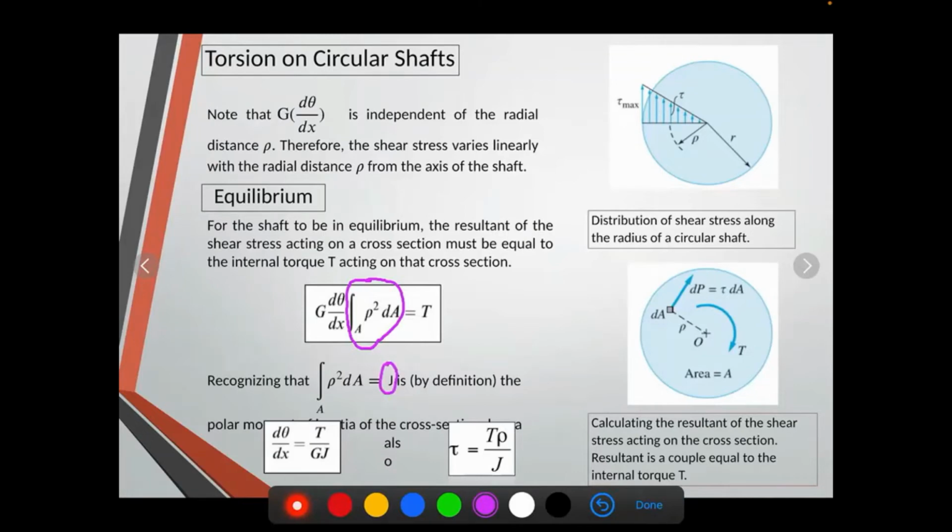d theta over dx is equal to T over GJ. So, in this case, again, yung d theta natin represents your theta. Yung dx represents your L. So, we can rewrite this now so we can have the equation for your angle of twist. So, theta is equal to TL over JG.